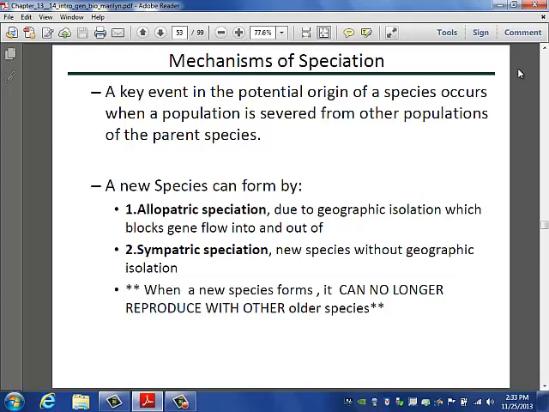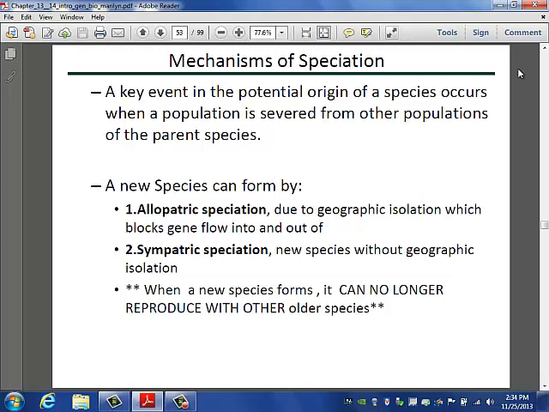They're cute hay burners. So, a key event in the potential origin of a species occurs when a population is severed from other populations of the parent species. And that seems to get things going a little bit faster. If I am in a huge population, what happens to my gene pool? It's more varied and more consistent in a large population. So when we start isolating, that's when we seem to see speciation take place at a faster rate.